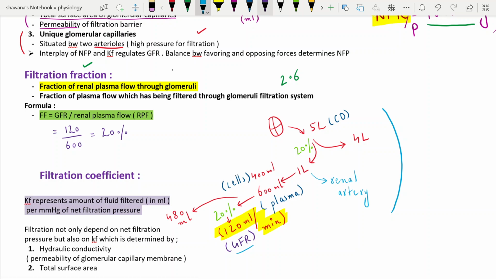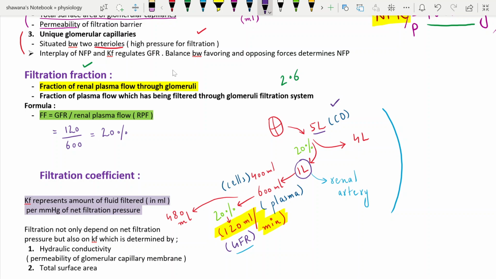Okay, just concentrate. First of all, the cardiac output is 5 liters, and we have discussed this in the previous videos as well. Cardiac output is 5 liters. Out of the 5 liters, approximately 1 liter, or 20% of the cardiac output, goes to the renal artery for the filtration purposes. Okay, and 1 liter of the blood contains plasma and cells: RBCs, WBCs, and platelets.